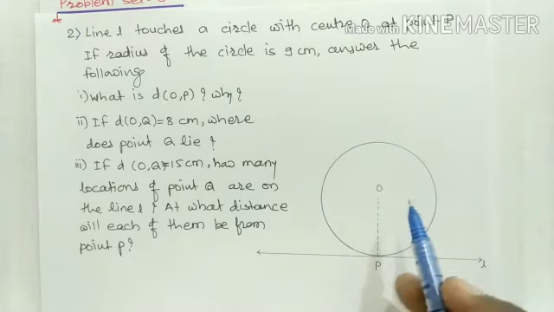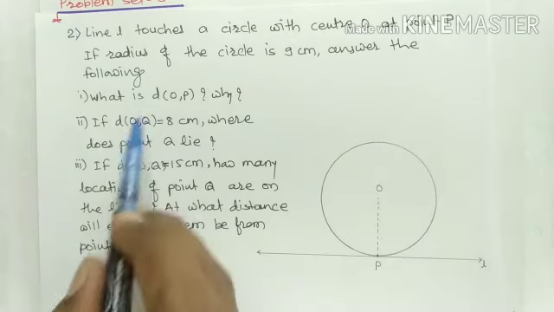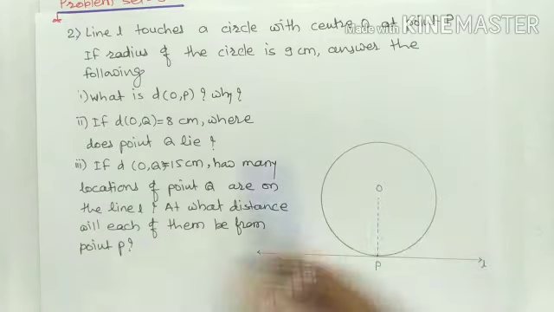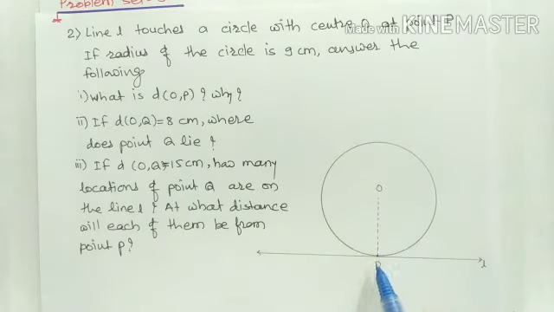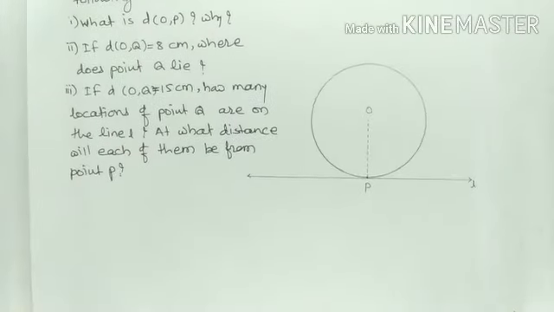Here the figure is given. In this figure, line L touches the circle with center O at point P. It means point P is the point of contact. Here the radius of the circle is 9 centimeter, and we have to answer these questions. First we have to find the distance OP. Here point P is the point of contact of line L and the circle, that is, point P lies on the circle. Therefore, distance OP equals the radius of the circle, and therefore distance OP equals 9 centimeter because the radius is given here. So first we find the distance OP.